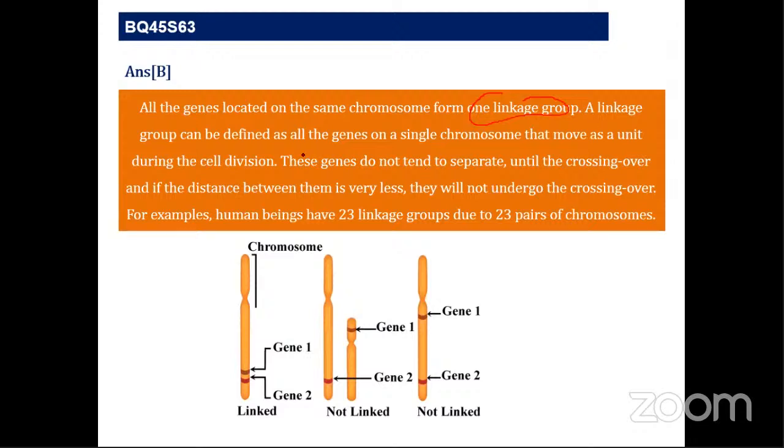A linkage group can be defined as all the genes on a single chromosome that move as a unit during cell division. Because we are talking about a linkage group, we are talking about linked genes. These genes do not separate until crossing over, and if the distance between them is very less, they are not going to undergo crossing over. That is the idea of linkage. If the distance between the two genes is very less, they might be linked. For example, humans are going to have 23 linkage groups due to the presence of 23 pairs of chromosomes. So please remember this point, very important.